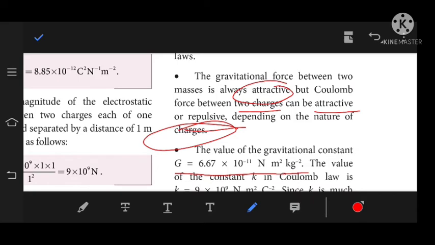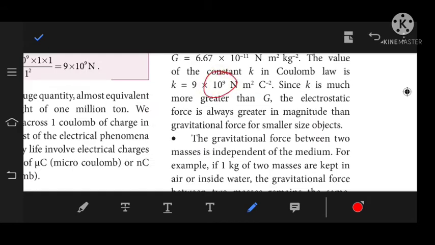But what do you understand from this? Notice these two values. The K value is 10 power 9, but the G value is 10 power minus 11. So the K value is very much larger than G. So electrostatic force is always greater than the magnitude of gravitational force. So gravitational force is smaller, okay, for smaller objects only.